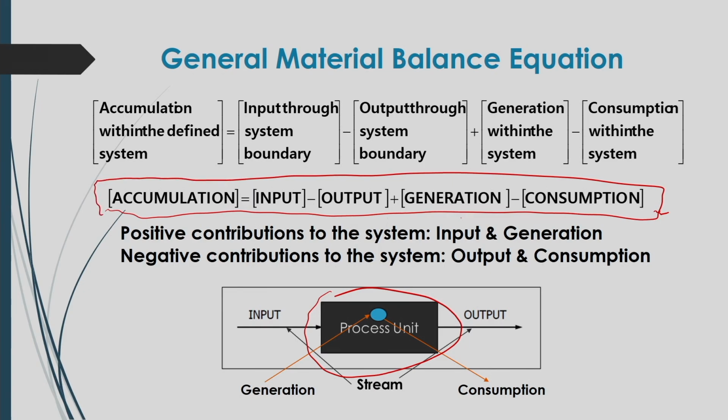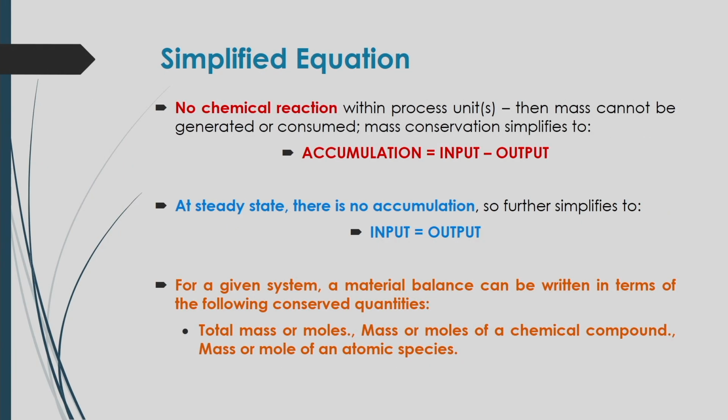Here we are getting some positive terms and some negative terms. The positive contributions to the system are generally input and generation, and the negative contributions to the system are generally output and consumption. Based on these principles, you have to solve the material balance equation for a particular process in a chemical engineering system.